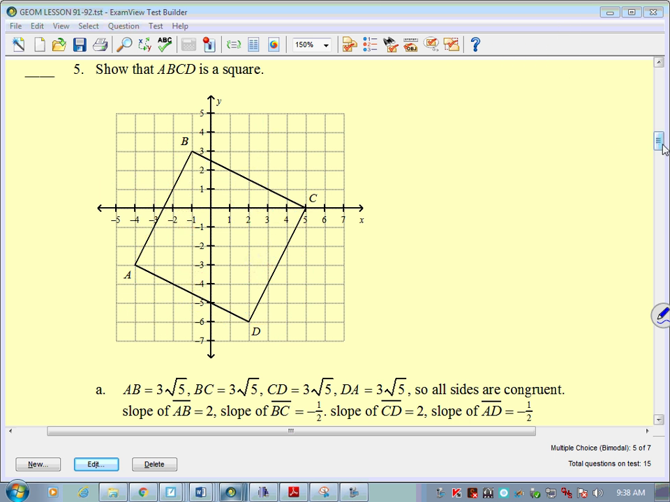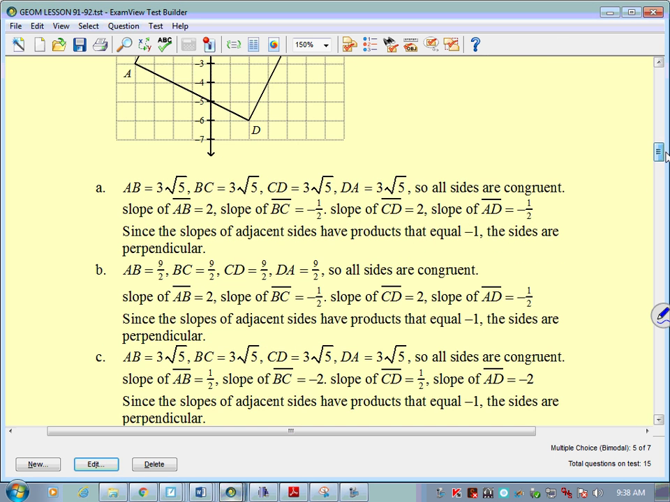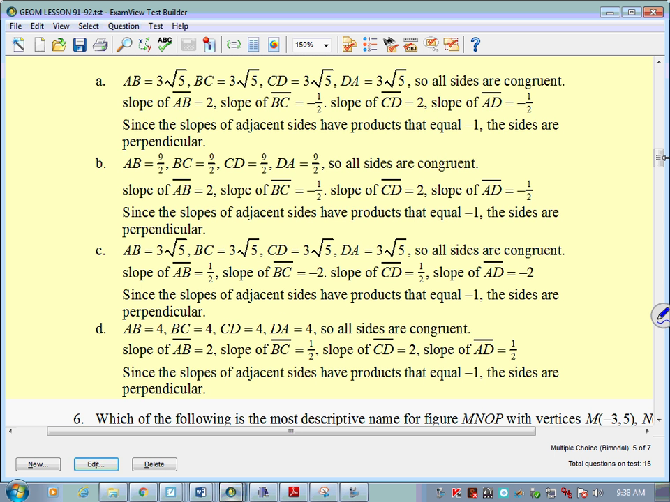Okay. You'll see some of this down here where they're giving it as a multiple choice option. 3 radical 5, 3 radical 5, 3 radical 5, 3 radical 5. So all sides are congruent. Slope AB is 2. Slope BC is -1/2. Slope CD is 2. Slope AD is -1/2. Since the slopes of adjacent sides have products that equal -1, the sides are perpendicular.